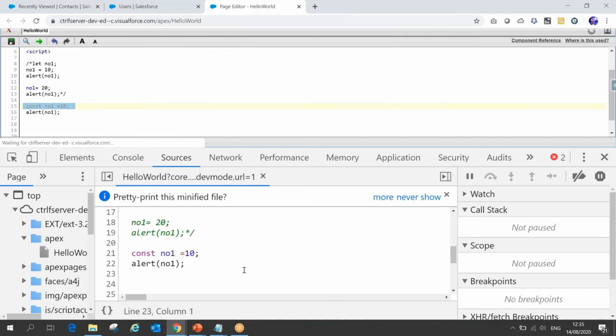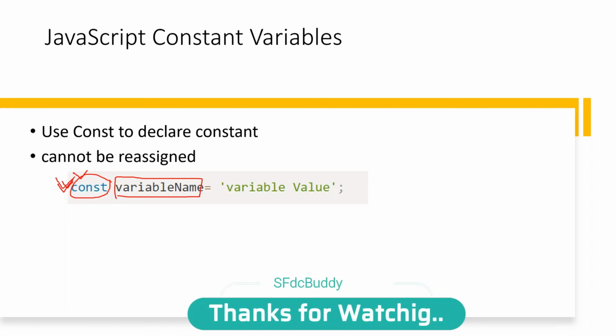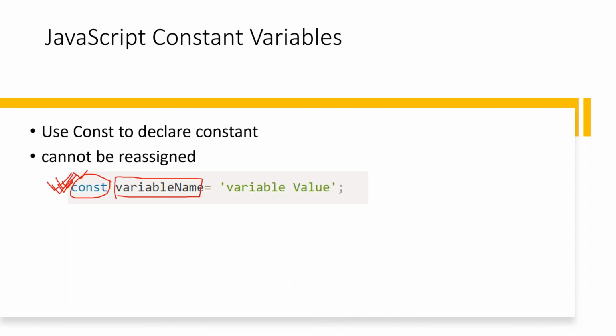So whenever you want to declare any constant in your logic, you can simply use const. If you want some value which cannot be changed at all during the logic execution, you can declare that as a const. It cannot be updated or reinitialized with a new value.